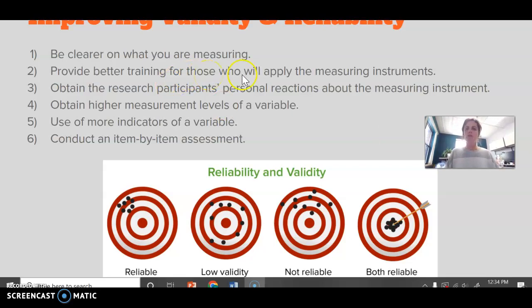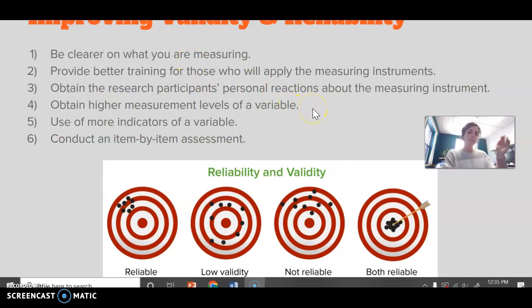Provide better training for those who will be applying the measurement instruments. Maybe they just need practice or know how to say the words or explanations of what the questions mean. Obtain the research participants' personal reactions. If you're noticing that the measurement tool is not producing the results, it's perfectly fine to ask the participants, like, hey, is there something with the tool that's just not jiving? And they might be like, yeah, I don't understand what you're saying. You're asking questions in ways that we don't understand. We don't know what the terms mean. Maybe it's too long. Maybe it's too confusing. That will help you enhance it.